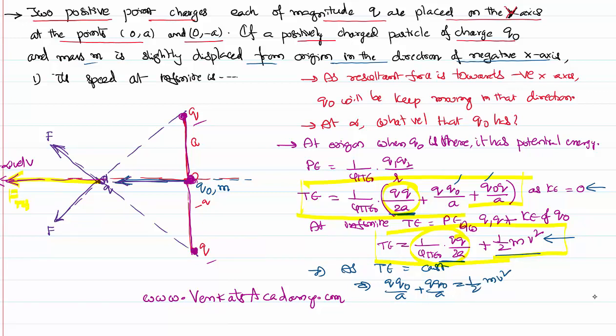So the answer is: 2Q naught by A equals half m v square. That implies v is equal to, taking that to the other side, 4 Q naught by A, m comes to the denominator, under a square root. That's the velocity with which the particle is going to move.